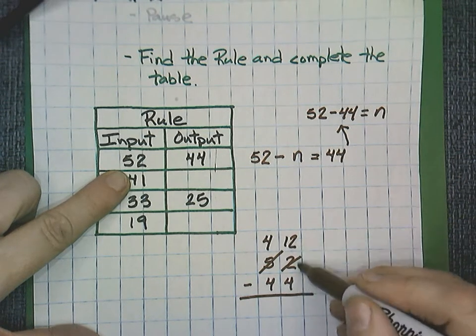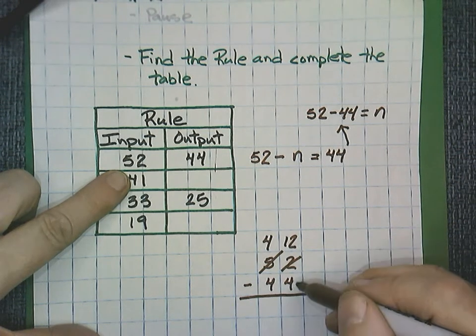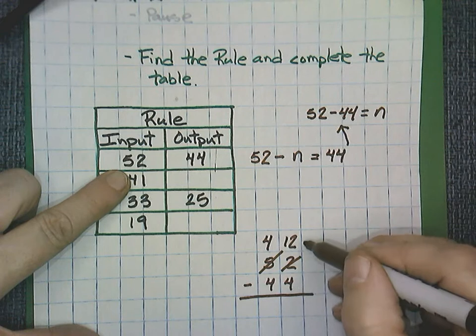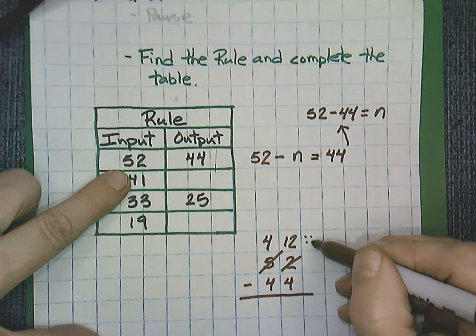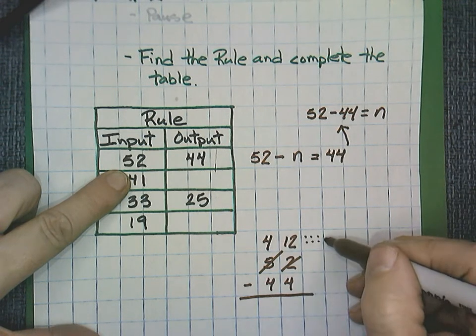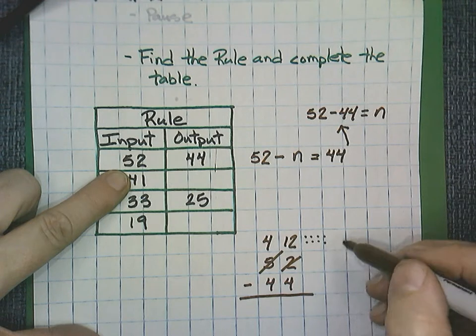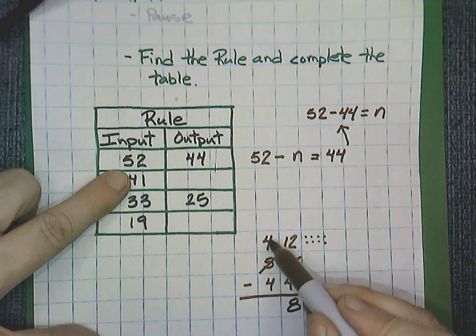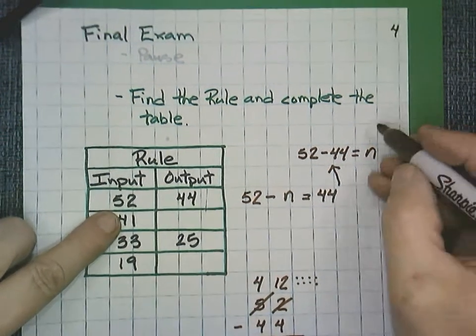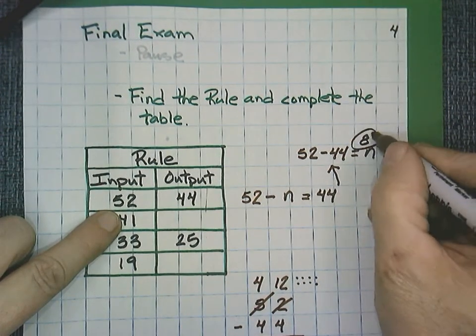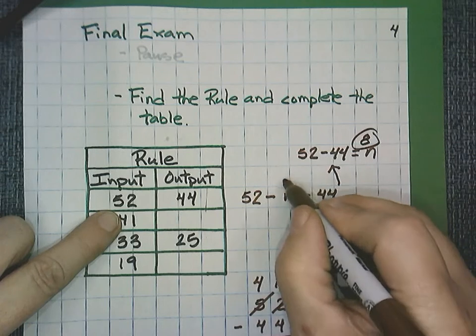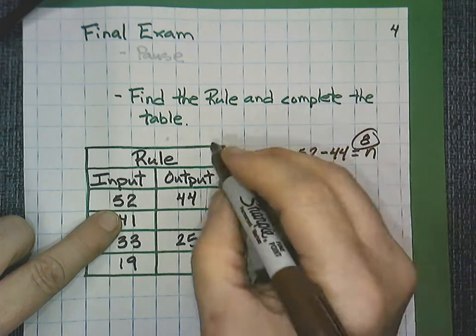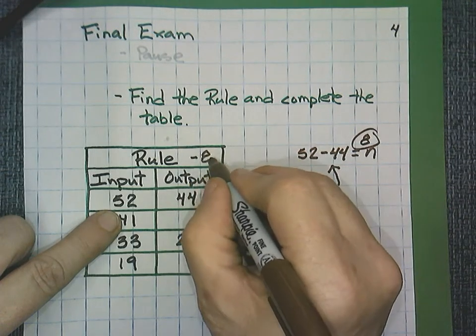If I use my pin dot strategies for subtracting, I can start with 4, 5, 6, 7, 8, 9, 10, 11, 12. I stopped at 12. That's 8 dots. And then 4 minus 4 is nothing. So n would be equal to 8, which means that our rule is subtract 8.